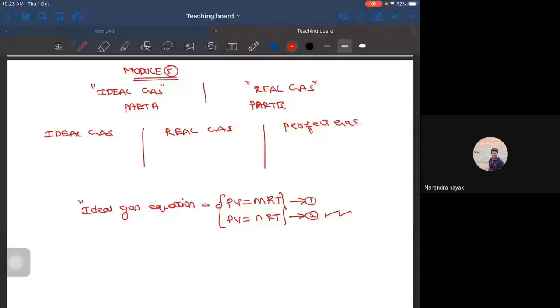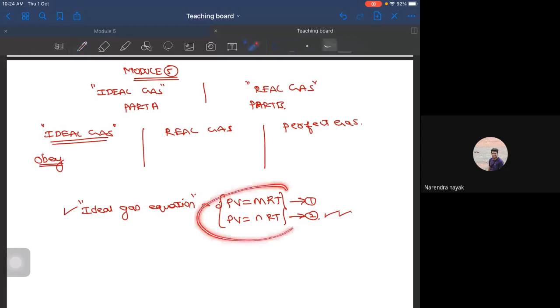Now, ideal gases are those gases which obey these equations, correct? Which obey these equations at all temperatures and all pressures. Such gases are known as ideal gases. So what are ideal gases? Ideal gases are the gases which obey these equations at all temperatures and pressures. So that is your ideal gas.